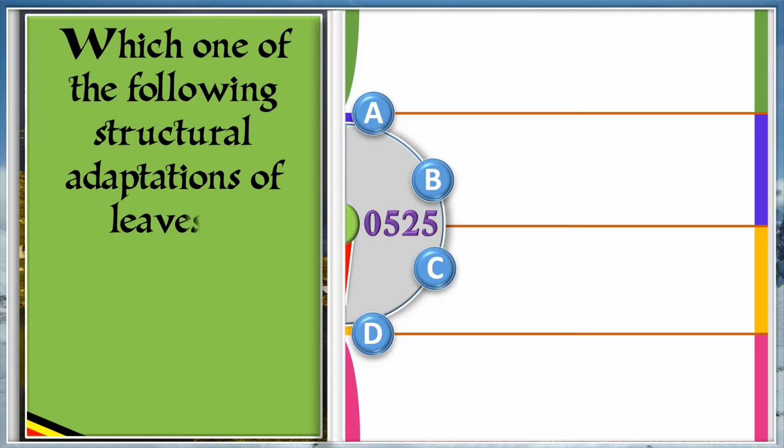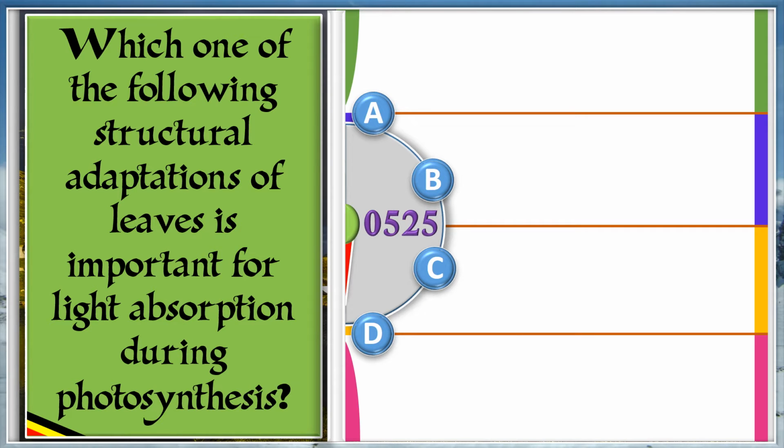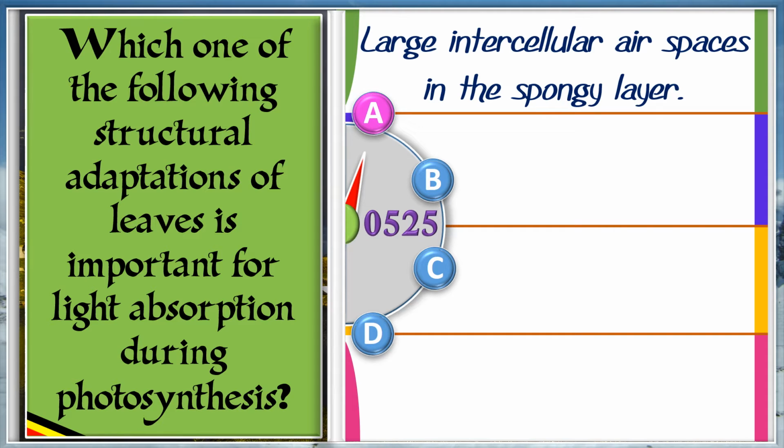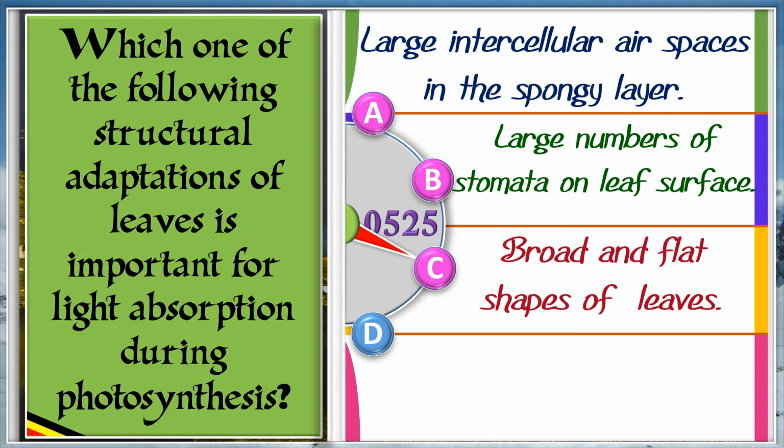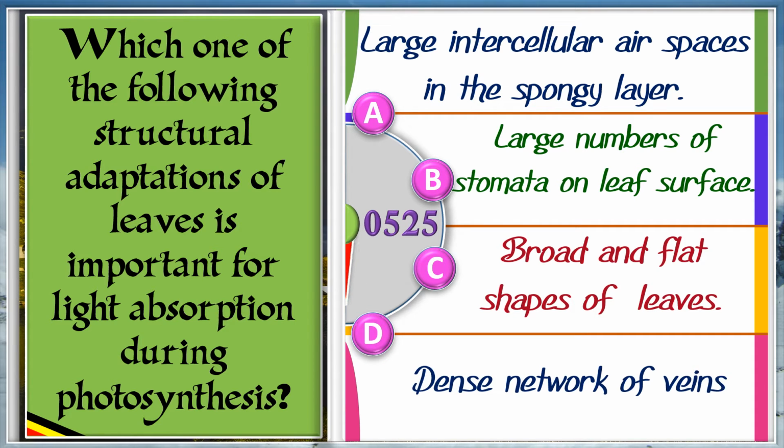Which one of the following structural adaptations of leaves is important for light absorption during photosynthesis? A. Large intercellular air spaces in the spongy layer. B. Large number of stomata on leaf surface. C. Broad and flat shapes of leaves. D. Dense network of veins. And the answer is C. Broad and flat shapes of leaves.